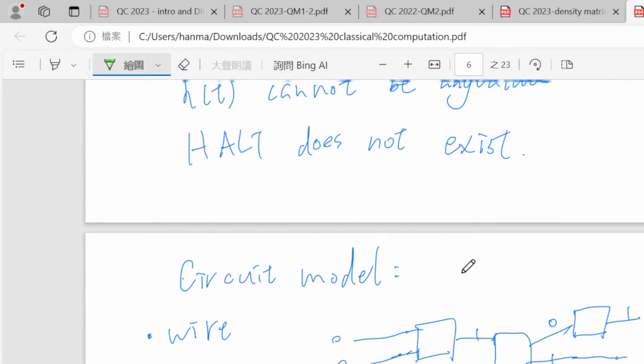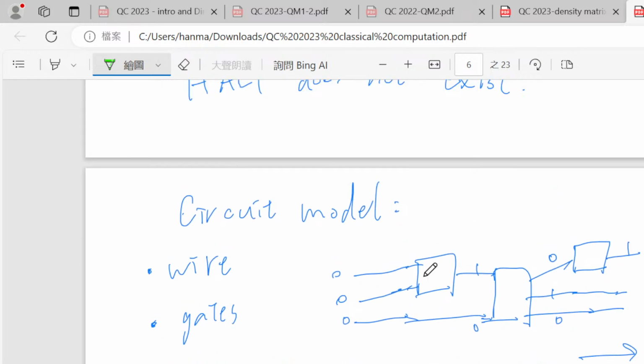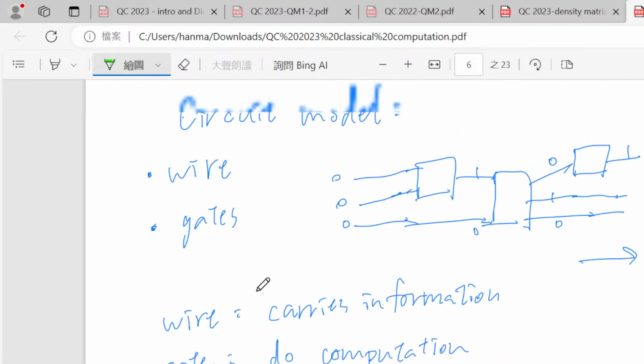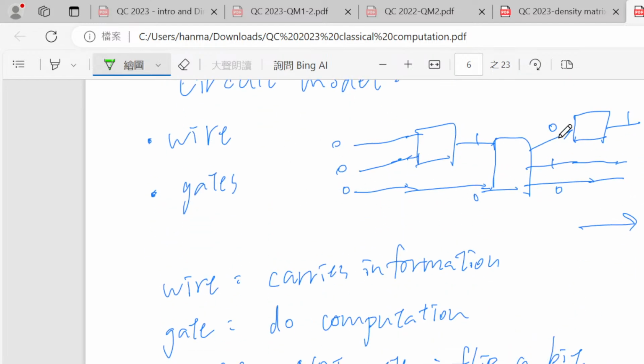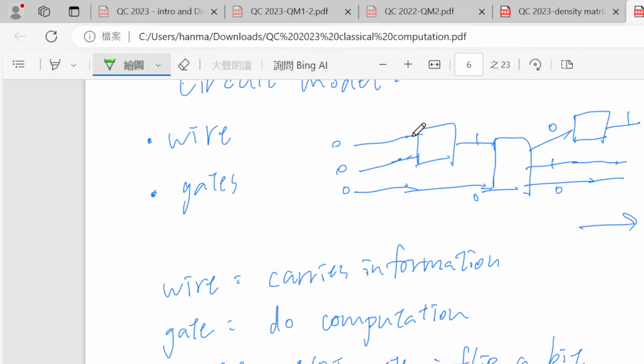Okay, so that's about the Turing machine, and then I'll go to our more physical and probably more practical model. That's the circuit model. This looks more like the computer in your head. So you have a circuit, and circuits are composed of wires and gates. Wires are those straight lines, and the gates are those plugs. We think about wires as maybe physical copper wires, and they will carry information. You will put a 0 or 1 inside your wire, and it will carry through, and then you will hit your gate, and the gate will do computation.